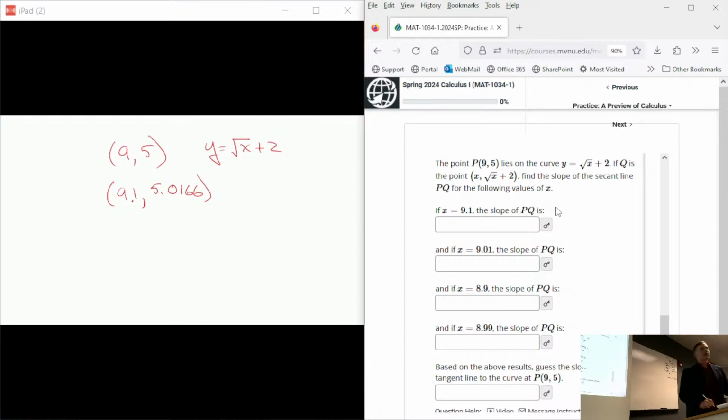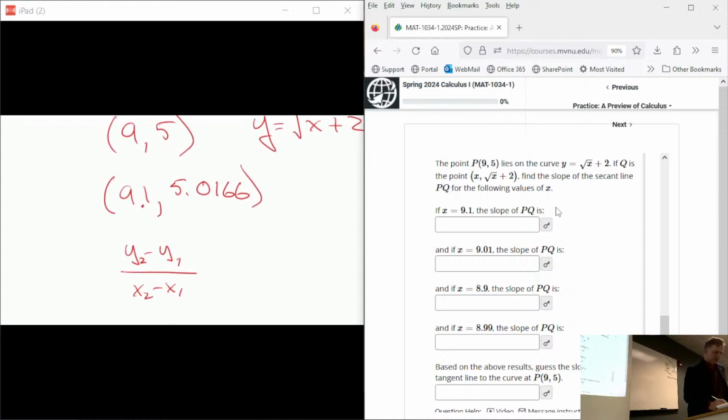And I'm sure that some of you are cringing because you can just plug this in as a function, using the y equals menu. But let's just pretend that you have a cheap calculator that doesn't have that feature. So you've got that, and then we just have to compute the slope. Slope is rise over run, so it's y2 minus y1 over x2 minus x1. So you're going to do 5.0166 minus 5 over 9.1 minus 9.